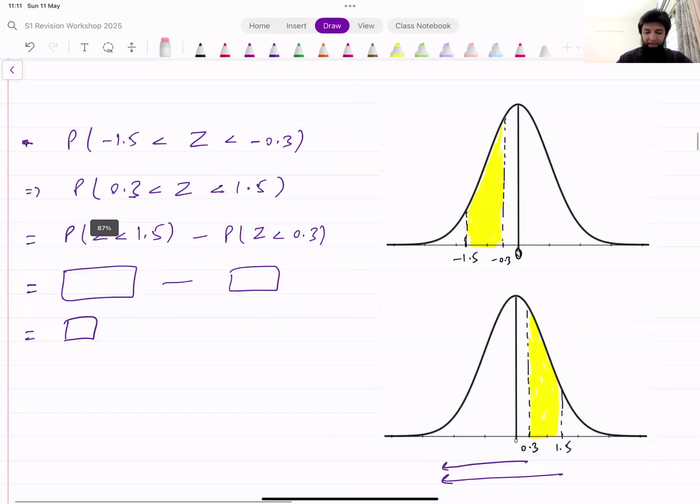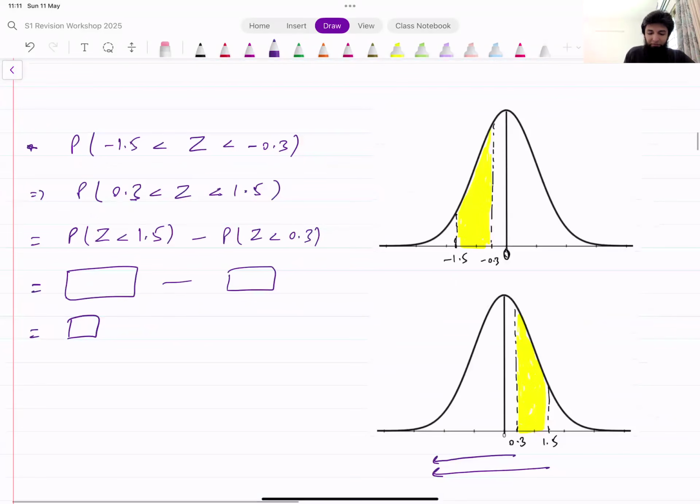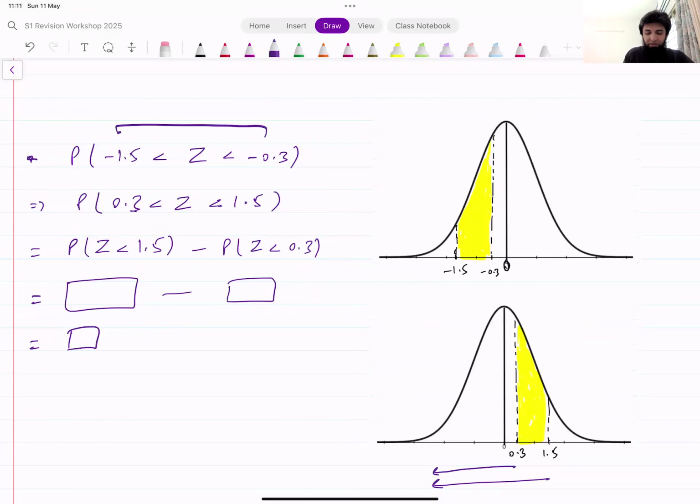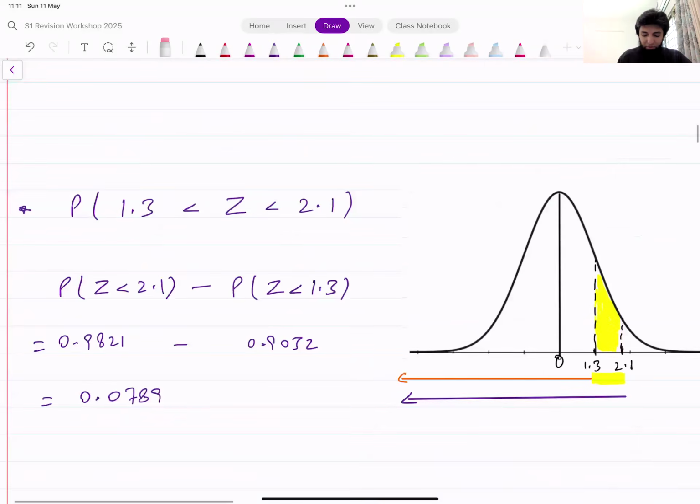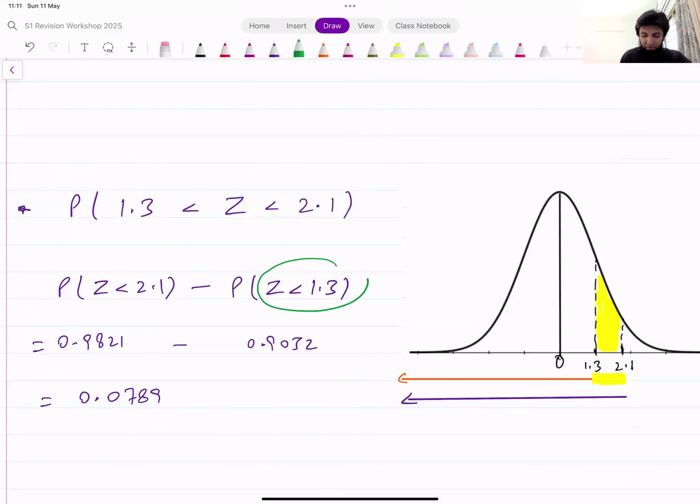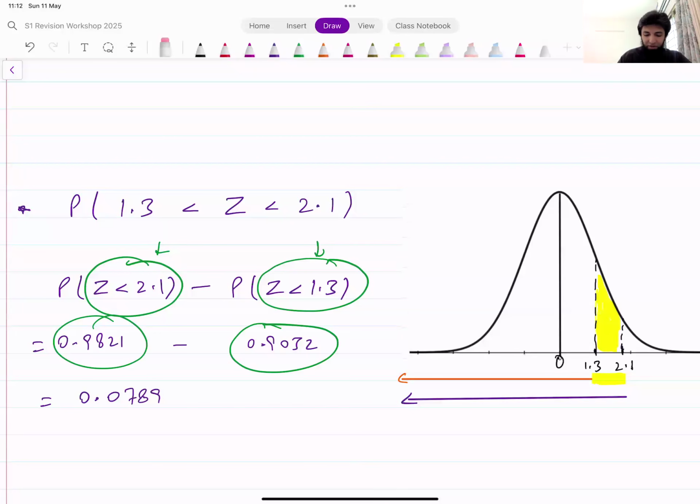What if you have negative values in the interval? So if you have minus 1.5 and minus 0.3, if both of them are negative, what we do is, no, we don't have to subtract from one anywhere here. Both of them are positive, right? Z less than a positive number, z less than a positive number. We don't have to subtract anything from one. These are both standard forms. We just find them directly from the table. These are direct values from the table. We are not subtracting anything from one here.